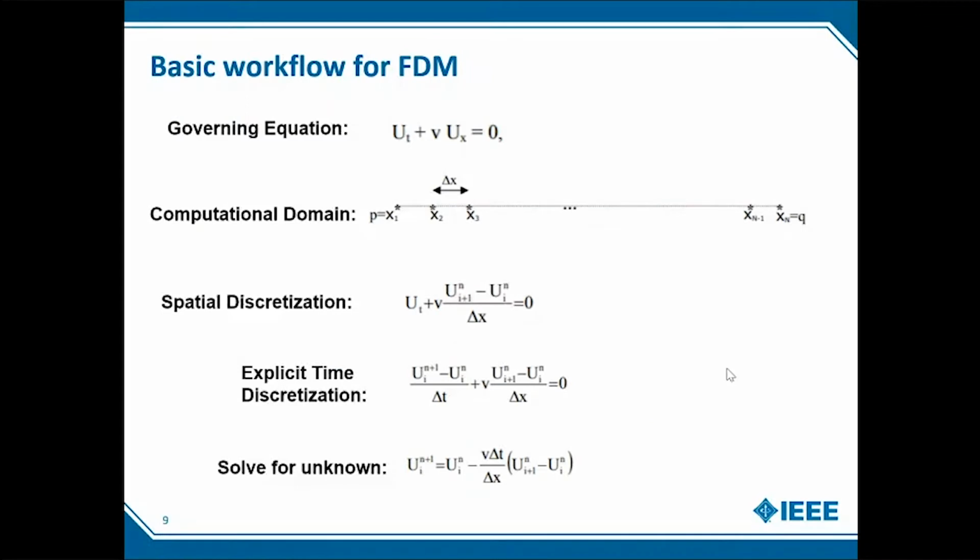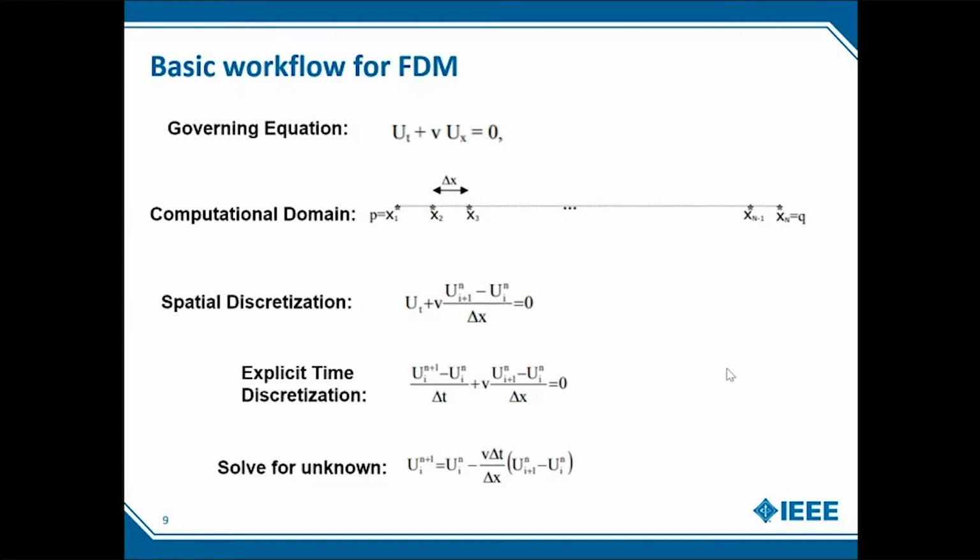So I wanted to just show a basic workflow for this finite difference method. On the top, you see a governing equation. This is basically a 1D equation. It has two independent variables, the time t and the space x. Just remember the subscript over here means it's derived with respect to that particular independent parameter.